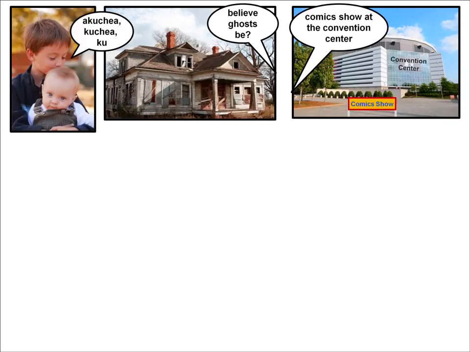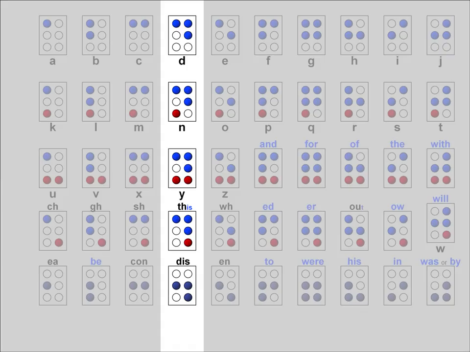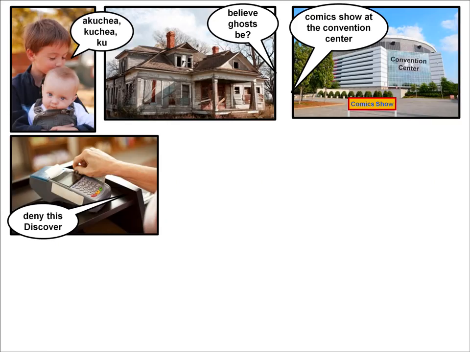But unfortunately, they run it and hand it back saying, "I'm sorry, sir, we're going to have to deny this Discover," which helps us remember the D column. D, N, Y, T, H, which if used by itself is the word this, and dis, or deny this Discover.